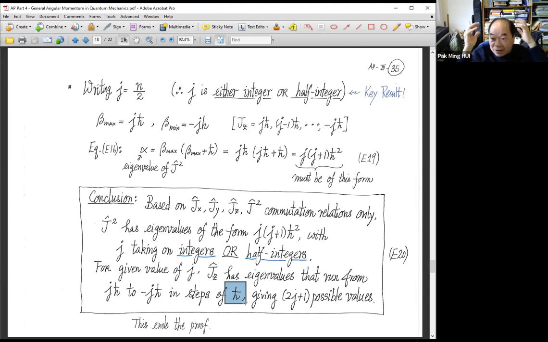See? Nothing fancy. 6 commutation relations. This box is the general result for angular momentum in quantum mechanics. So let's take a break. We will come back and then kill off the remarks. The remaining pages are remarks on this general result.